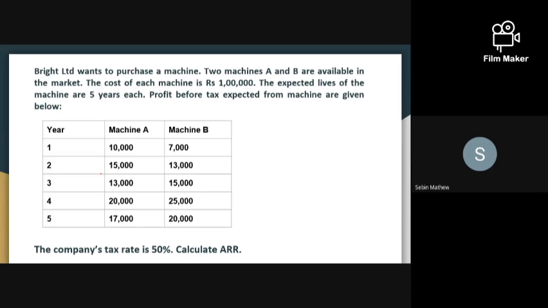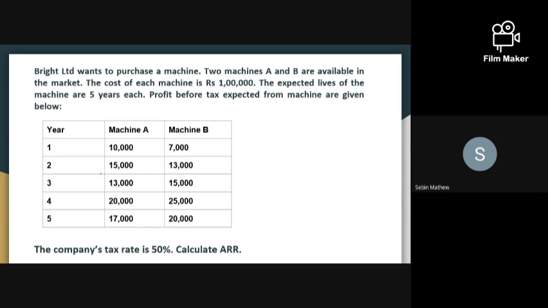Today we will be discussing the second problem. You can see the question. The question is this one. Bright Limited wants to purchase a machine. Two machines A and B are available in the market. The cost of each machine is 1 lakh rupees. The expected life of each machine is 5 years.